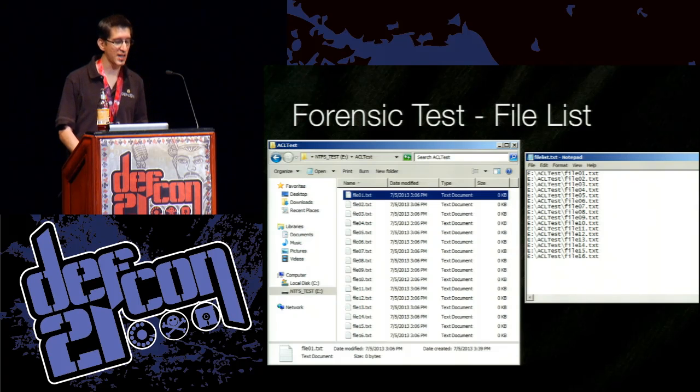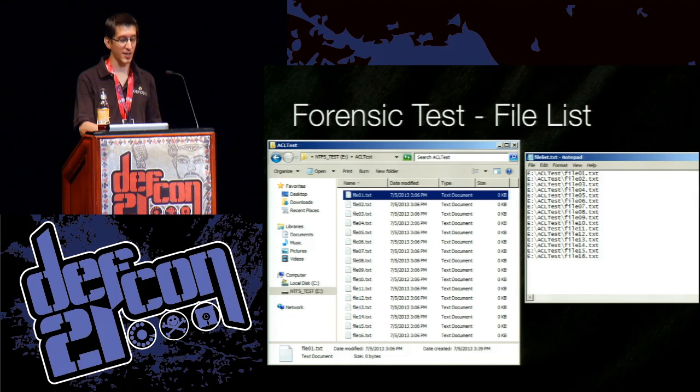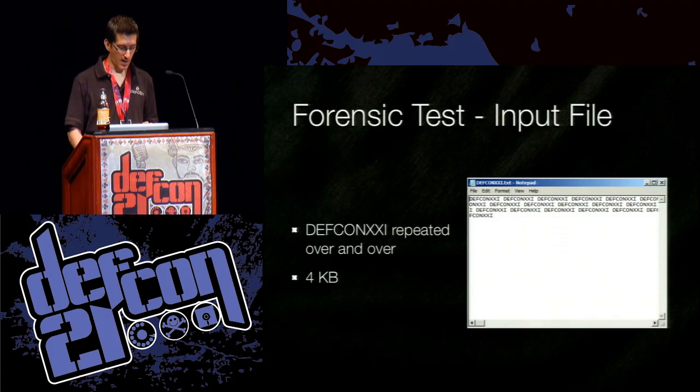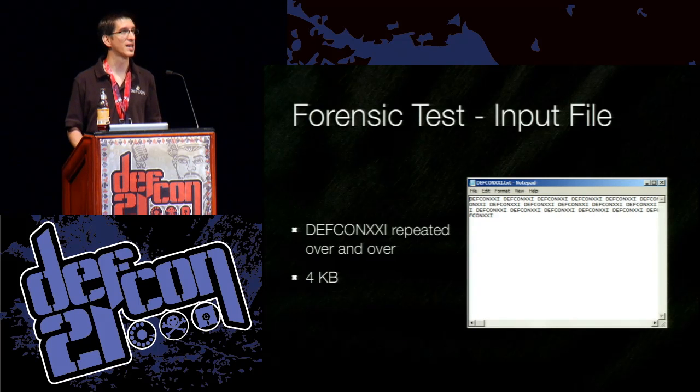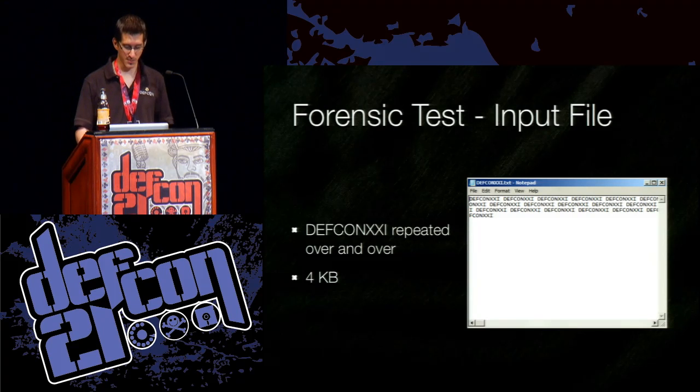In order to do the test, I prepared a couple of test files. Again, I created a folder with a bunch of text files as my list of files that I'll be using, and I created a file list.txt which lists all those files. Then I created an input file. I wanted an input file with contents that were nowhere else on the volume, so I'd be able to search for it easily to see where it came up. So I created a 4 kilobyte text file with just DEF CON XXI repeated over and over again. This would allow me to search for it later.